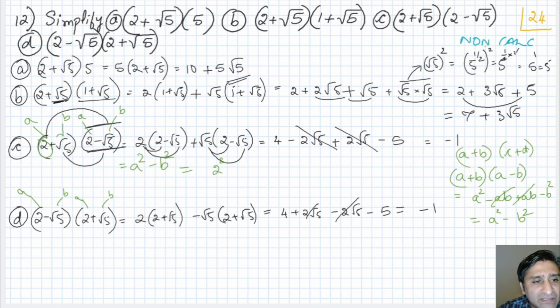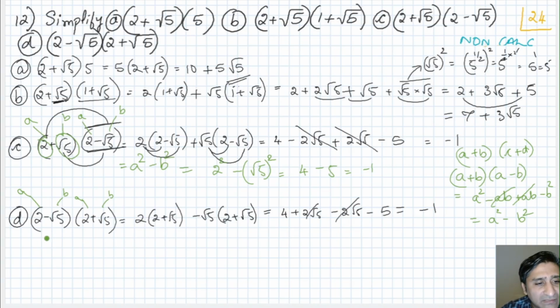And what is this guy here? What is this guy? Root 5. What is b? b is root 5, isn't it? Minus root 5 whole squared. So what do I get? 4 minus root 5 whole squared is just 5. So I'm going to get minus 1. Simple. Now what is going to happen to the next one is also very, very simple.